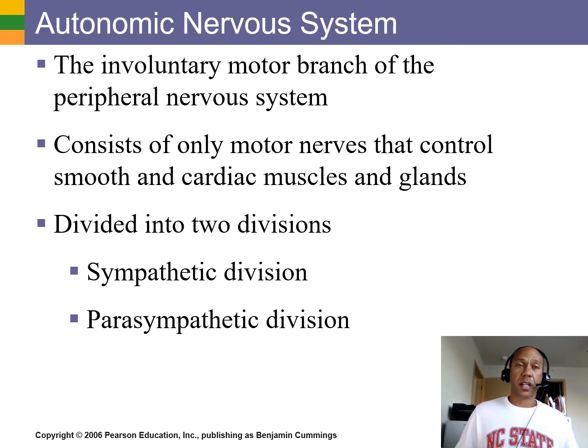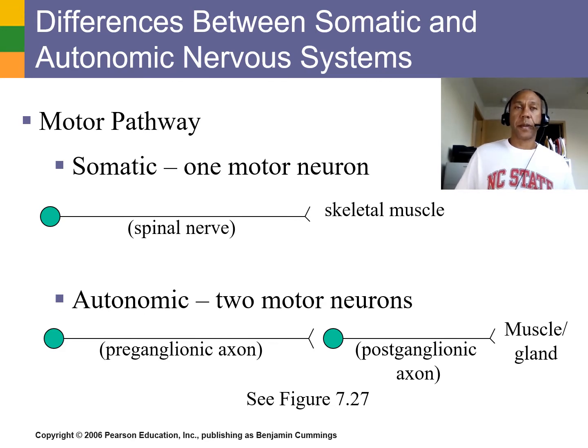First, let's compare and contrast the somatic and the autonomic nervous systems. When we look at the motor pathway of the somatic nervous system, it is a one motor neuron pathway. You have your motor neuron cell body located either in the brain or spinal cord. In this example, I say spinal nerve, so this would be in the spinal cord. And then you have a nerve fiber that extends all the way out to the skeletal muscle. So it's a one motor neuron pathway.